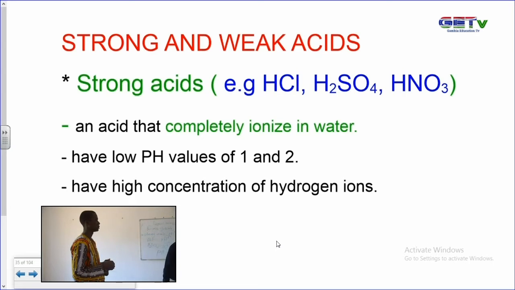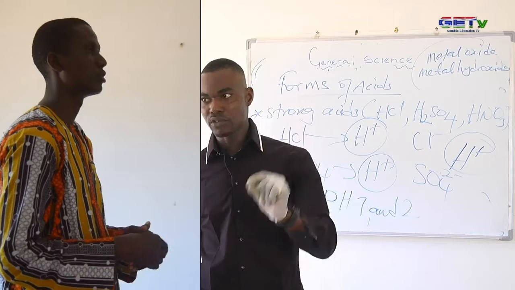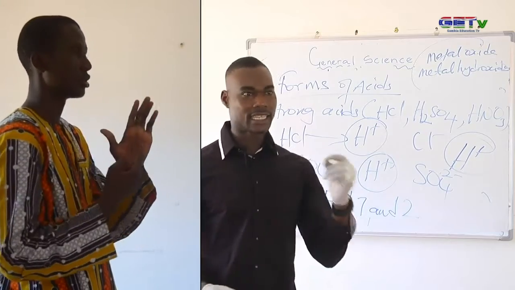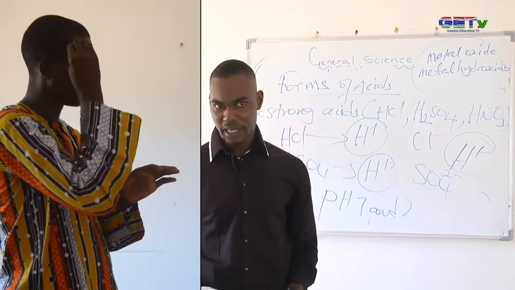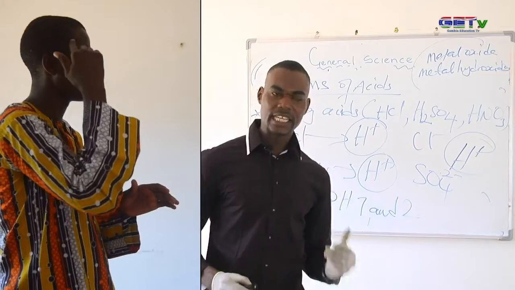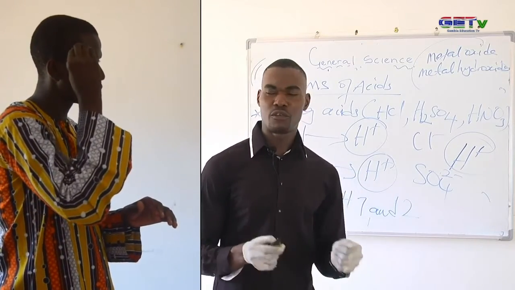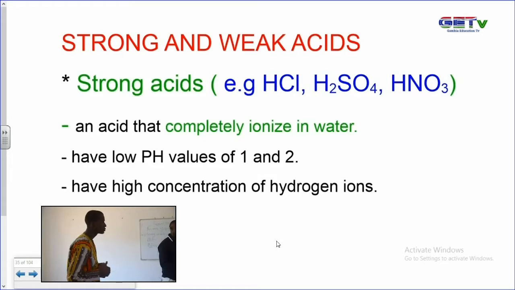Good. So those are what are called strong acids. Take note of those important points about strong acids. Know the examples first. Examples of strong acids are hydrochloric acid, sulfuric acid, and nitric acid. Some important points you should know about strong acids: they completely ionize in water, they have pH values of 1 and 2, and they have a high concentration of hydrogen ions. Those are strong acids.